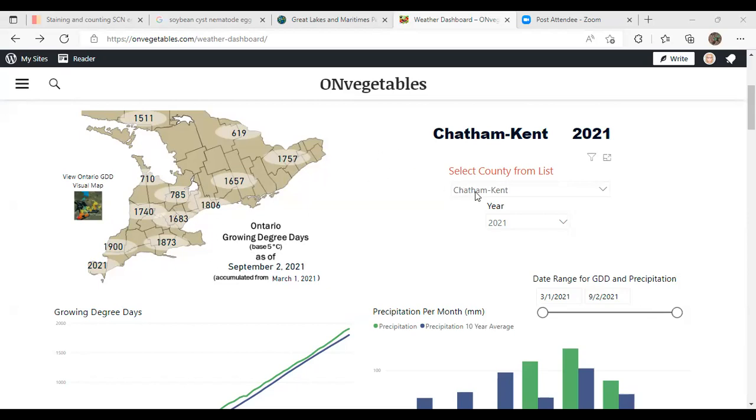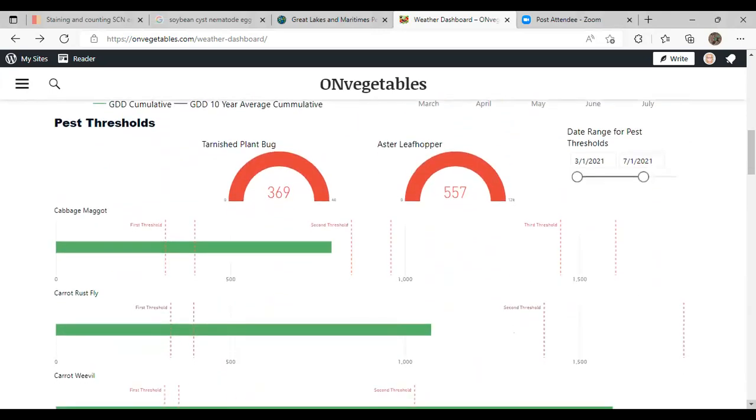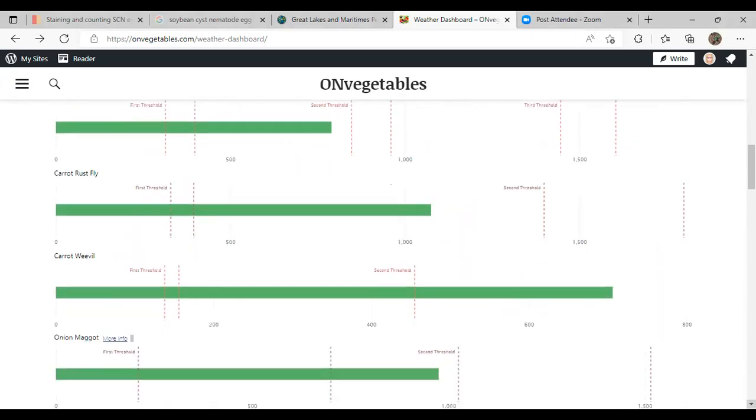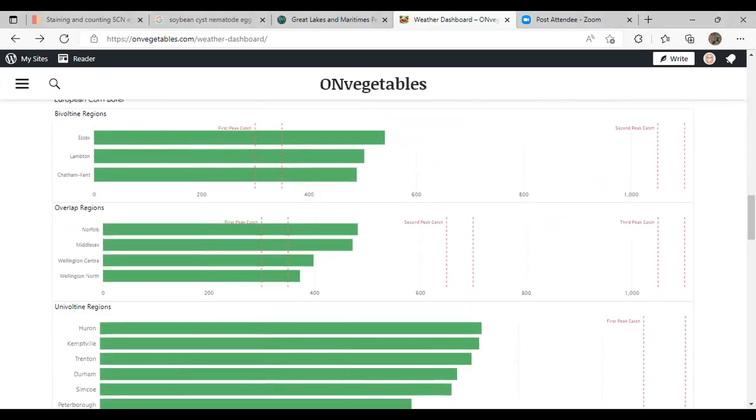But if you select your county, and you have it on 2021, and I'm actually just going to move my date. I'm going to put it on July 2nd, 2021. So that's last year. And if I scroll down, I've got several different pest thresholds that will display here. So I've got tarnished plant bug, cabbage maggot, carrot rust fly. And if I keep going down, then I get into the European corn borer.